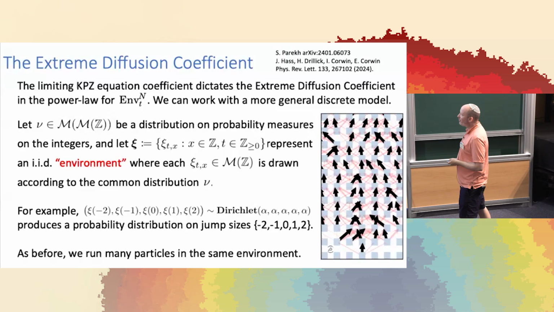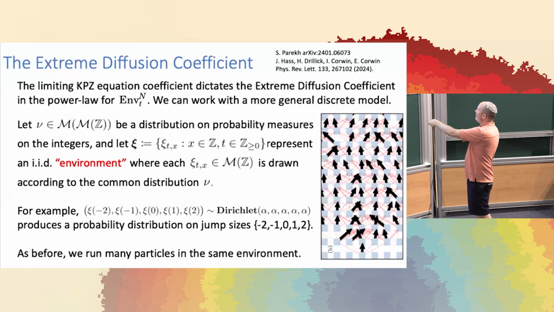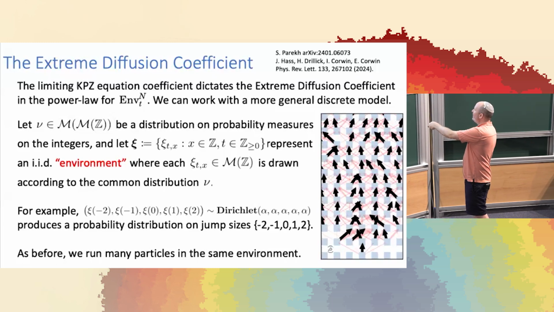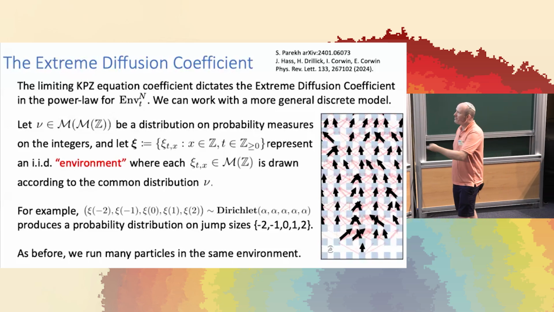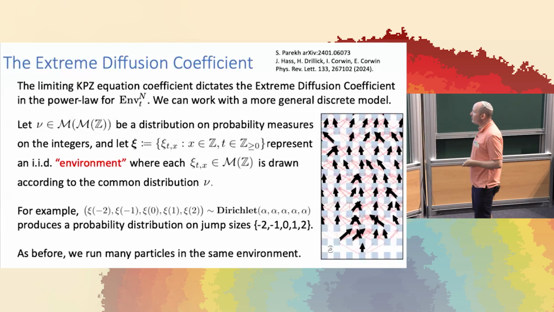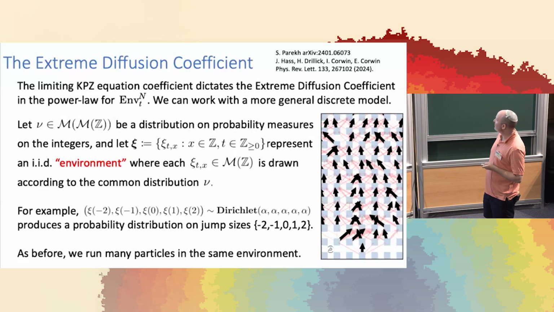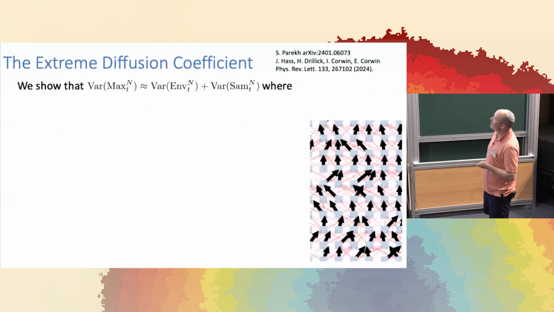As before, we're going to run many, many particles in the same environment. So you start a bunch of particles here. You let them evolve according to the distributions given by these red arrows, and you see what happens. And this is, again, just one example; we can deal with even more general types of models. But this is one example.